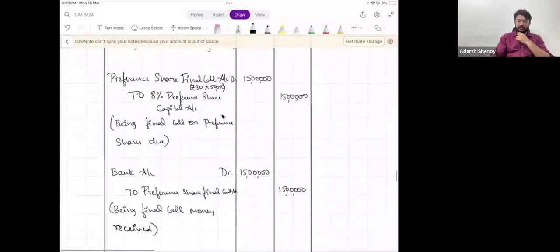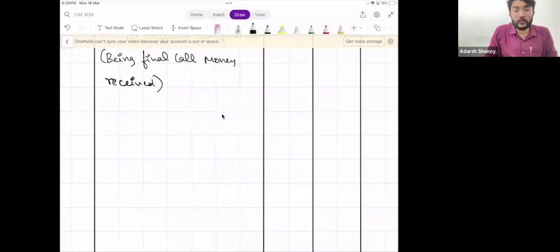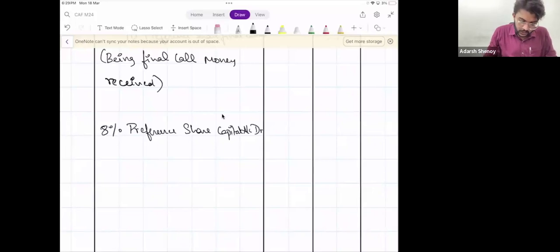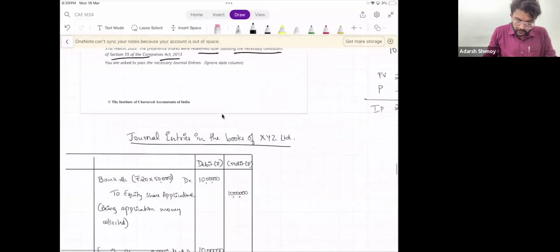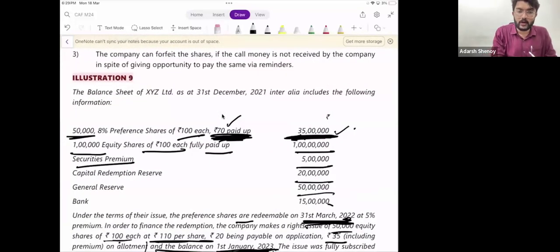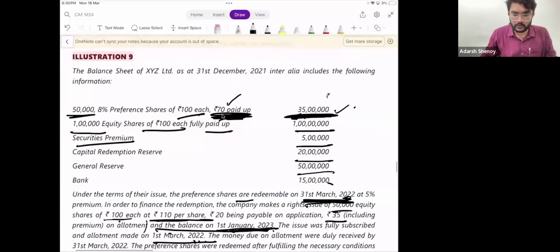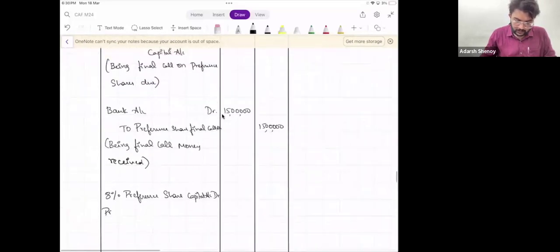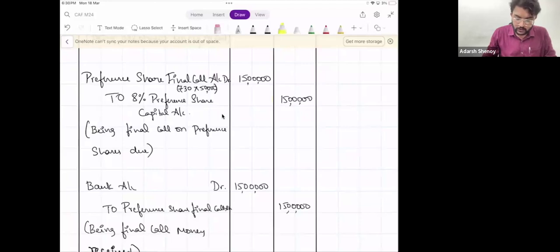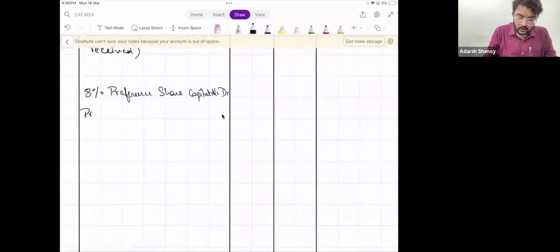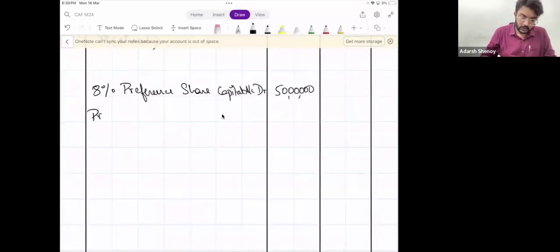So let's pass the entry for redemption, the due entry for redemption. 8% preference share capital. We are repaying the capital, so we are reversing the capital, reducing it. To reduce the capital, I have to debit the capital account. Total 35 lakhs was there so far because only 70 rupees was paid up. The other 30 rupees, which is 15 lakhs, I've asked now. Total 100 paid up, so it will have a balance of 50 lakhs. Already we had a 35 lakh balance in the preferential capital account, and now 15 lakh has been additionally credited when we asked for the final call. So the closing balance in share capital is 50 lakhs, which is being repaid now. We are redeeming the preferentials, so that's why I'm debiting it.